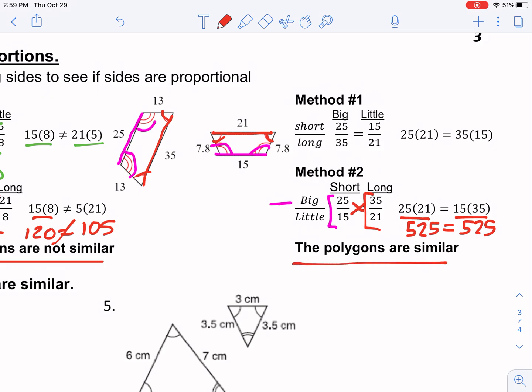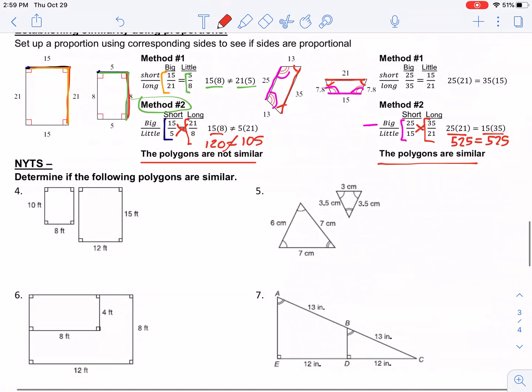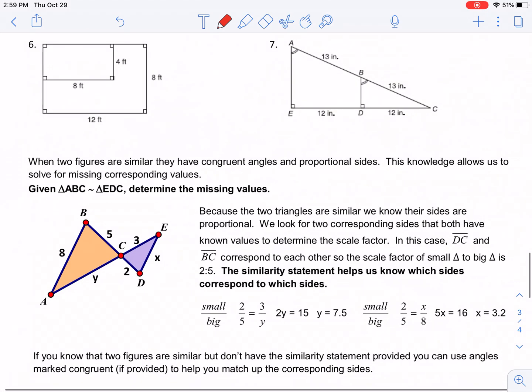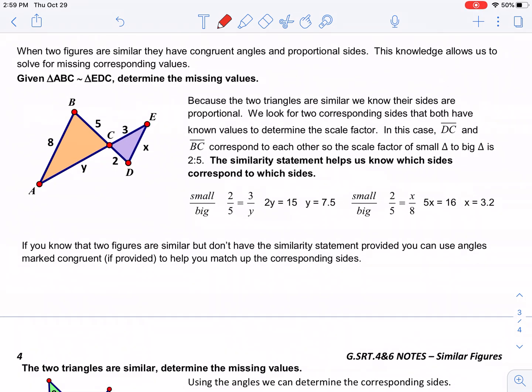In other words, they have the same shape, okay? Might not be the same size, but they have the same shape. The side lengths are proportional, okay? Now, the other situation we can run into is, what if we're missing sides, okay? So maybe they don't tell you all the sides and you want to find X or you want to find Y. Well, it's still the same information here, okay?